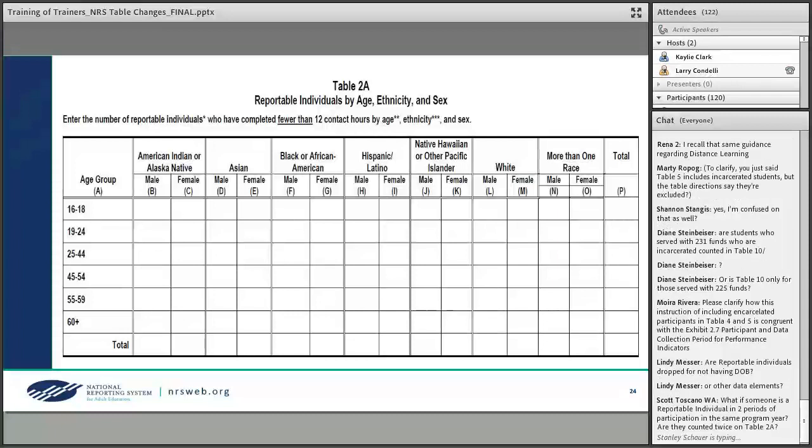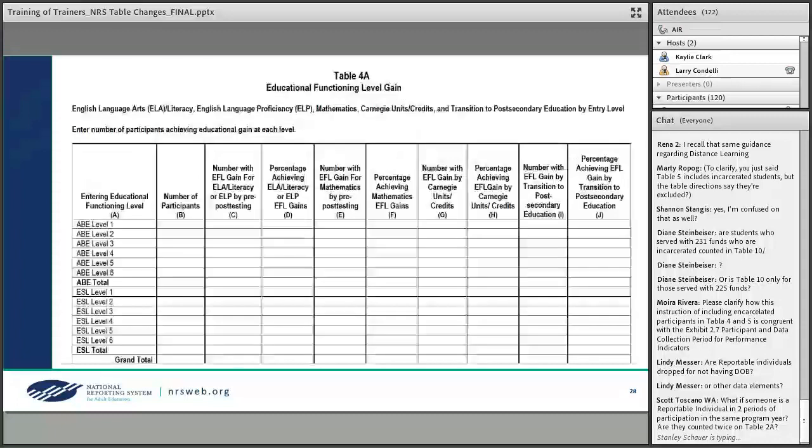Yes. So yes, if a person has fewer than 12 hours in a period of participation during this program year, you would report them on Table 2A. That's what the instruction says on Table 2A. Okay. All right, then let's move on to 4 because we are running out of time. 4A, here's a new table. Thank you, Jay. So that's the answer to 2A.